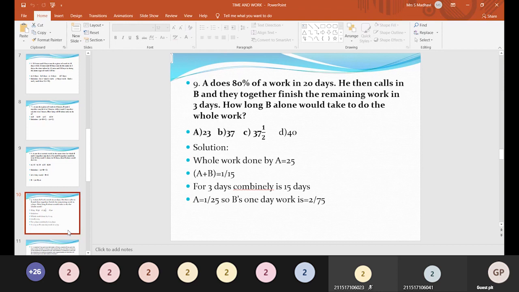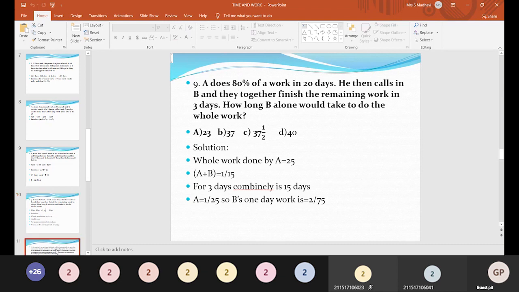Now B alone can do it in number of days means we have to take the reciprocal. Then it is 75 by 2, which we convert into a mixed fraction, and we get 37 1 by 2 days. So here B alone can do the whole work in 37 1 by 2 days. Your option C is the right answer.